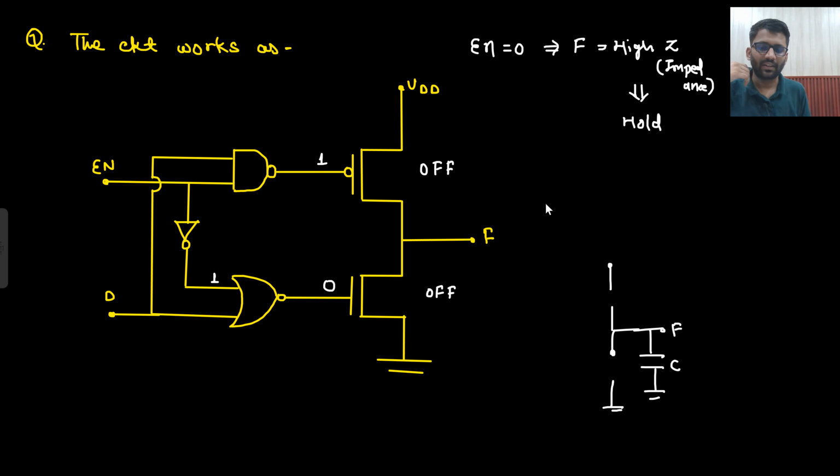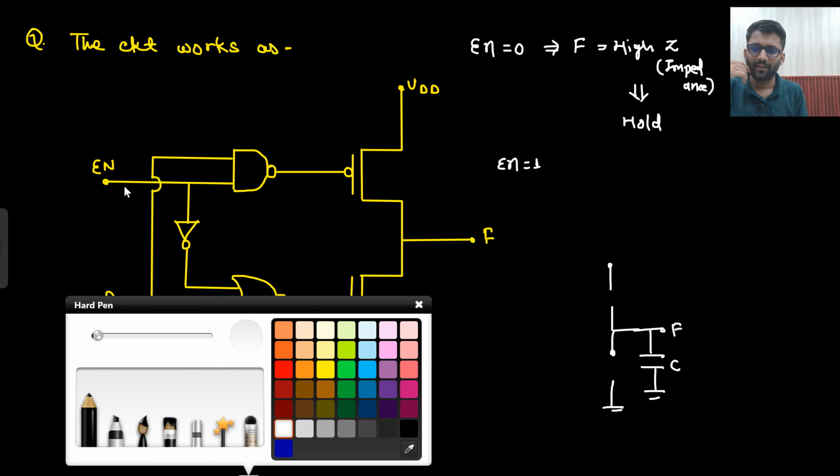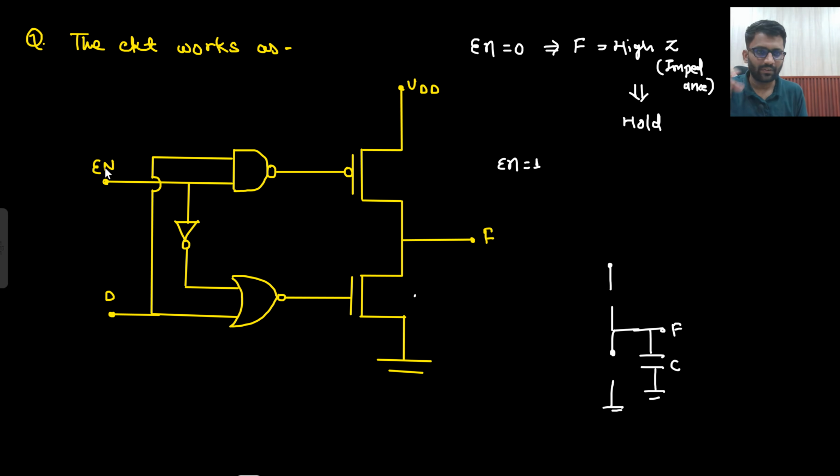Now if enable is 1, then what will happen? Let's see. This is enable 1. So this is 1 and this is D. Here you are getting D bar. Enable 1, so this is 0. So D plus 0 will be D, and here also you are getting D bar. So what will you get at the output? D. This is a simple inverter only, no? A CMOS inverter, simply an inverter. So at the output what you are going to get? D.